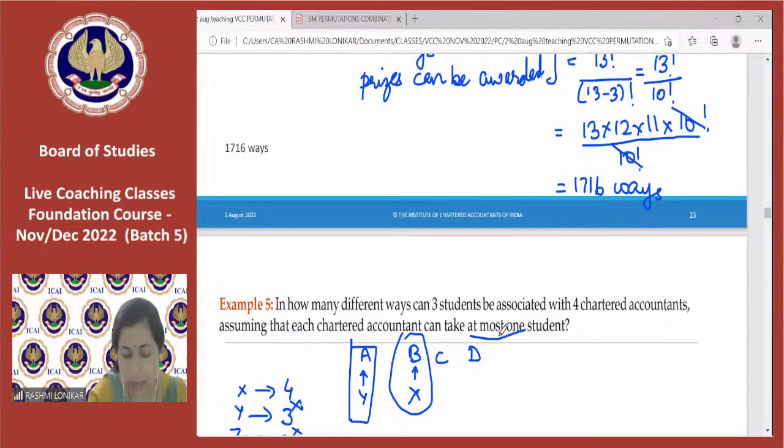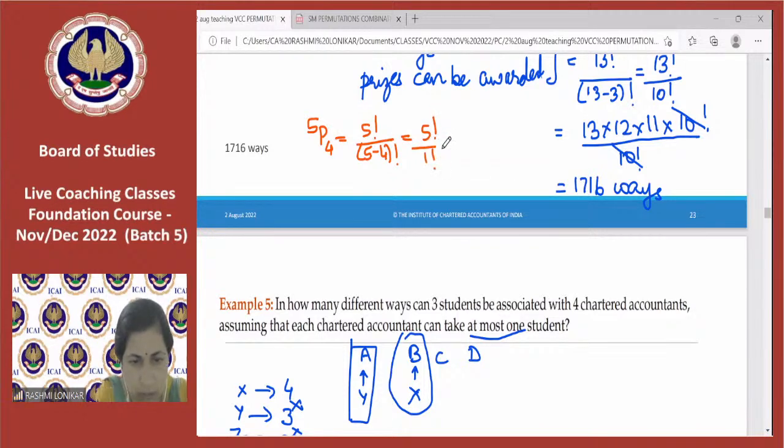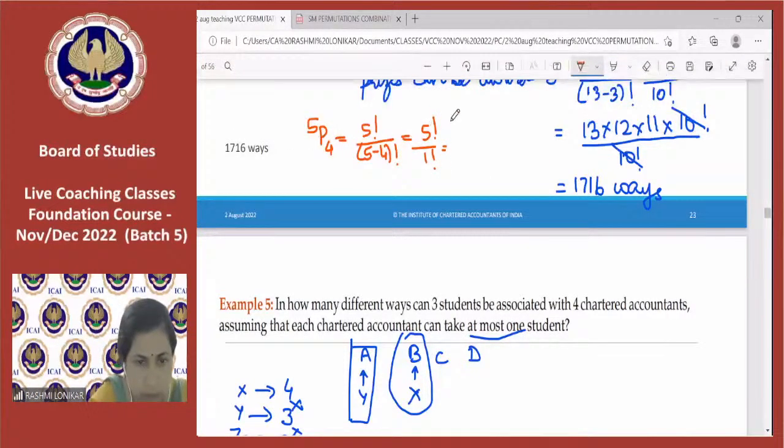Yes, Himanshu, correct. He's saying that if I'm selecting 4 people from 5 people, what will happen? Okay, yes. Let us talk about that also. Out of 5 people, if I'm selecting 4, what will happen? So this is 5 factorial upon 5 minus 4 factorial, which is 5 factorial upon 1 factorial, which is equal to 5 factorial.